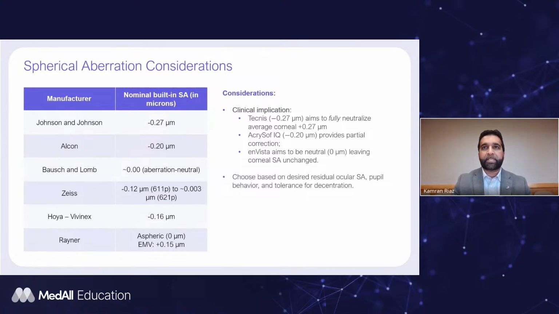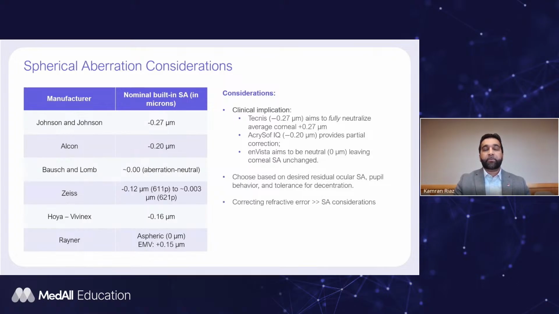And they have different philosophical outlooks, as if to say that some amount of pseudophakic spherical aberration on the plus side may be helpful to create a little bit of depth of field and improve some intermediate and near vision. So in general, we want to choose based on the desired pseudophakic ocular spherical aberration, the pupil behavior, and tolerance for decentration of that lens.